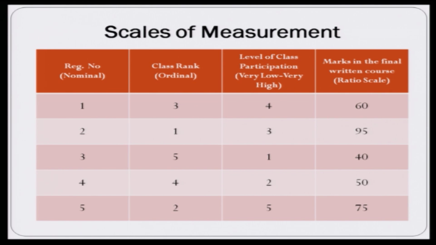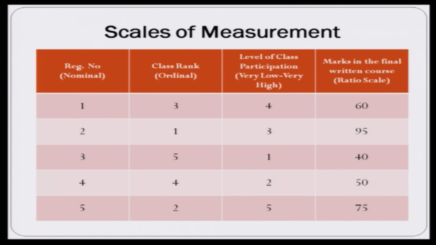Then we talked about the class rank. Based on the overall scheme in the class, you will get final grades or final marks, and based on that your class ranking can be created. So this is basically an ordinal scale. Then the third one was the interval scale, like what is your level of participation in the course.